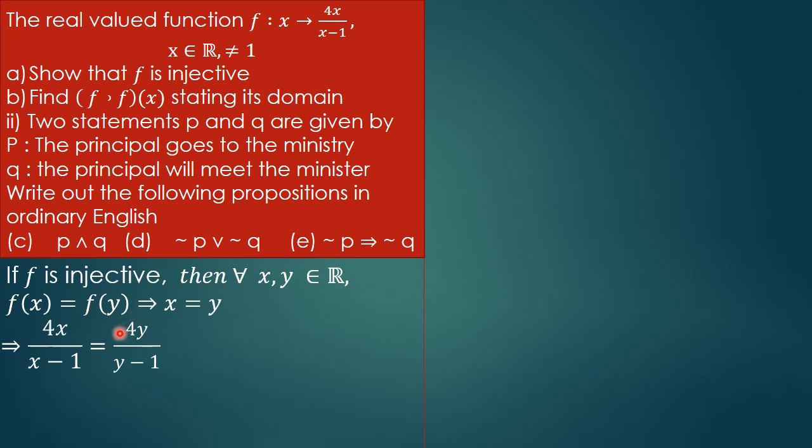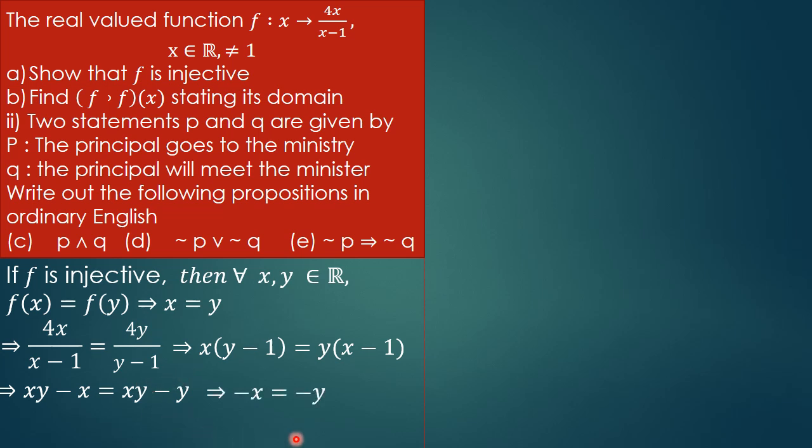Guys, we see that the 4 on the numerator can cancel with the 4, right? Then we cross multiply. We are going to have x into y minus 1 equal to y into x minus 1. Good. Simplifying by opening out the brackets, we are going to have xy minus x, which is the same as xy minus y. The xy and xy can cancel on both sides.